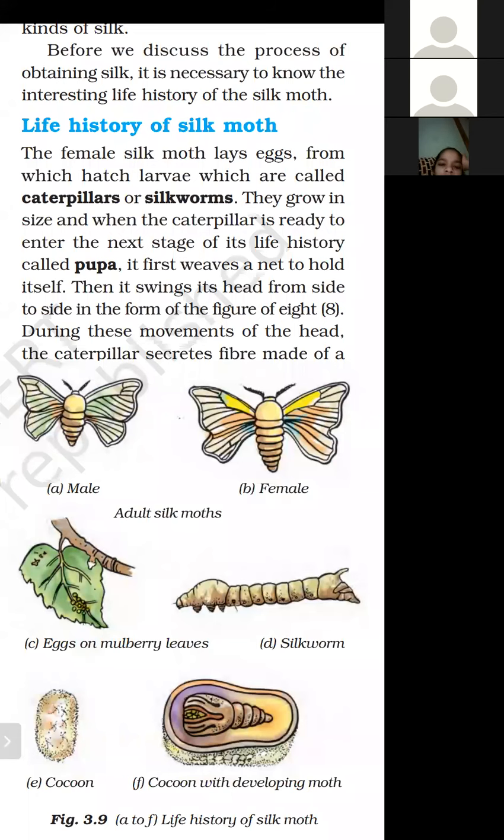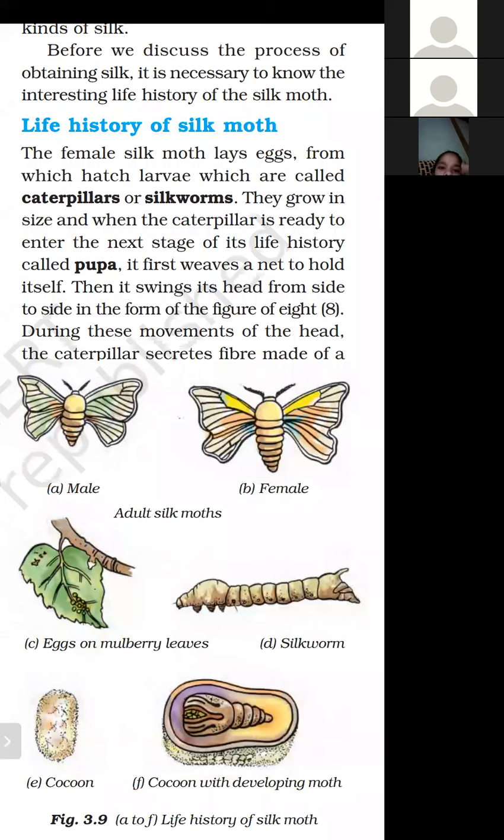They grow in size, and when the caterpillar is ready to enter the next stage of its life history, that stage is called pupa. So from the egg, caterpillars are produced. After some time the caterpillar enters the next stage, known as pupa.